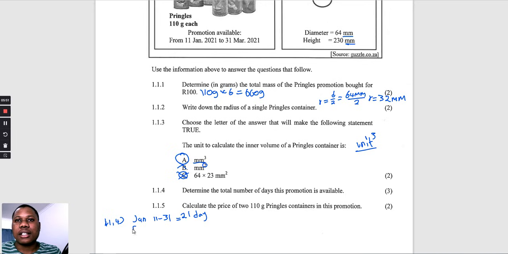It goes again in February. So in February, the promotion is going to be there from the 1st up until the 28th, meaning that the promotion will be there for 28 days.